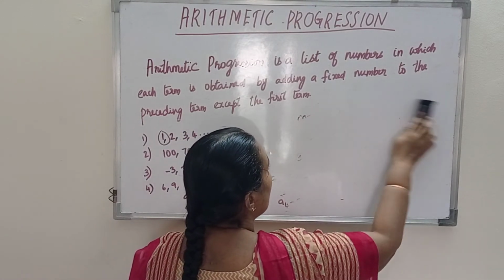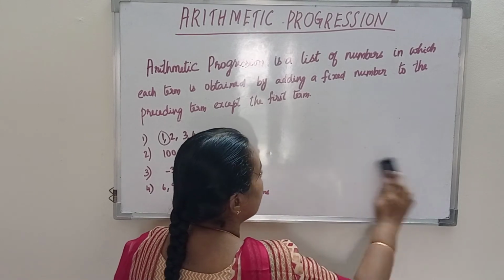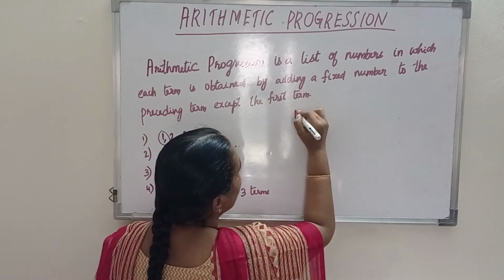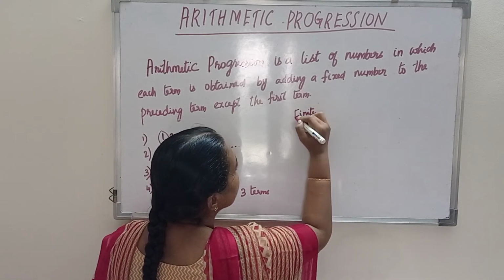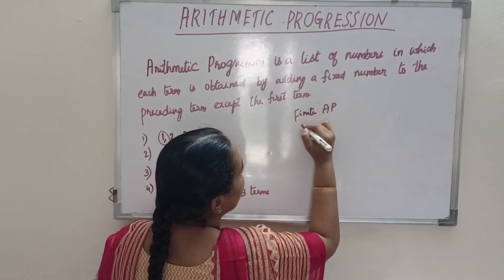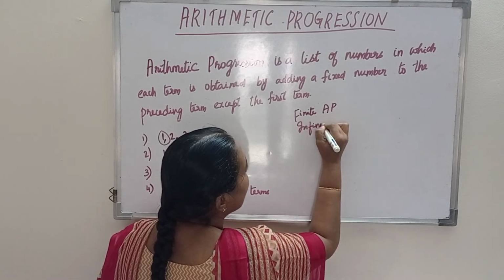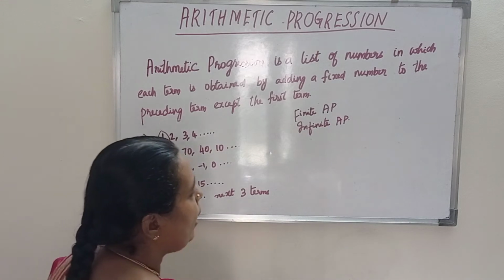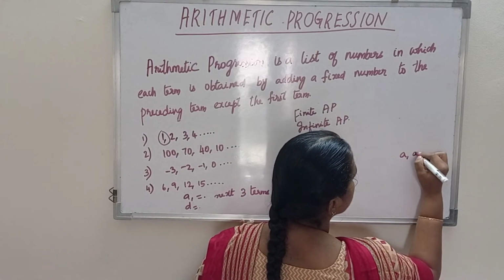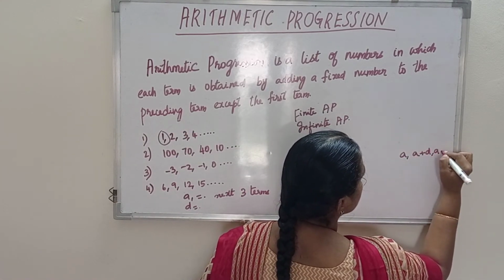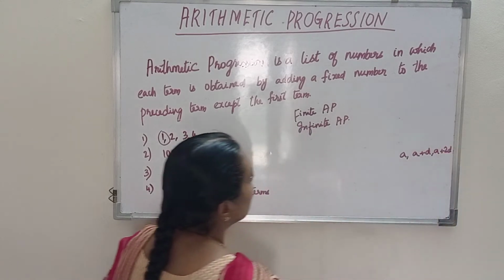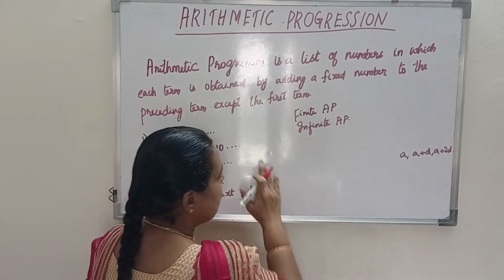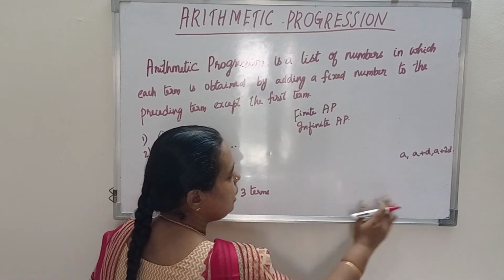And one more thing I want to tell you is, there are two types of AP, that is finite AP and infinite AP. What is finite AP? If the AP ends without continuing, it is a finite AP.